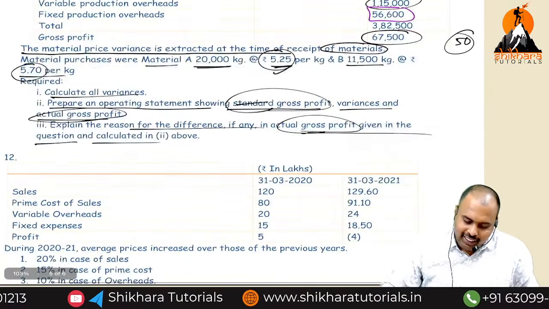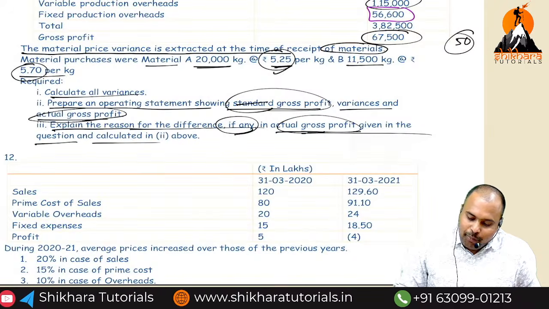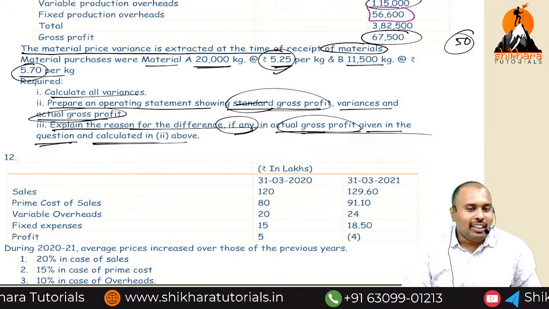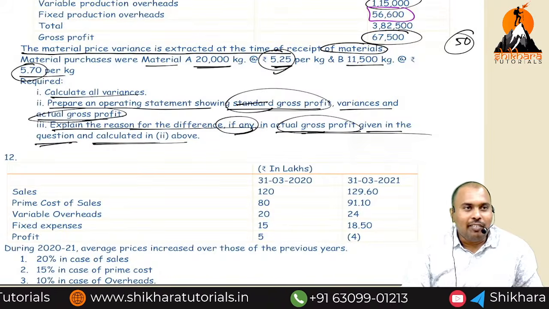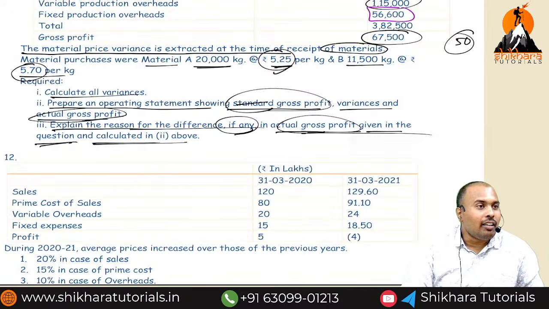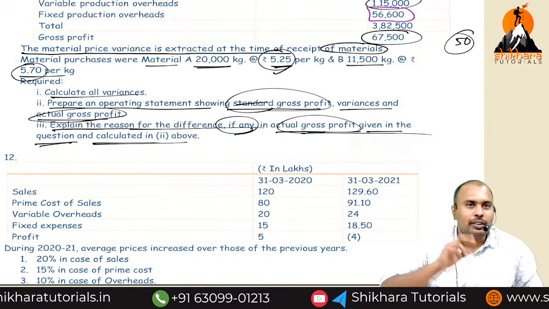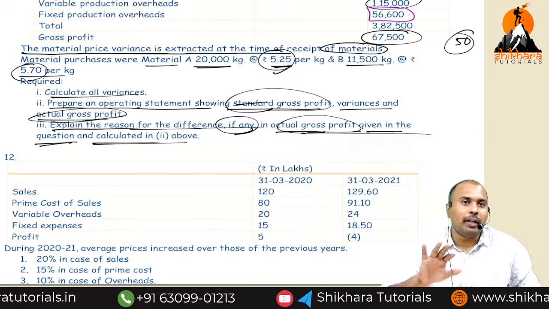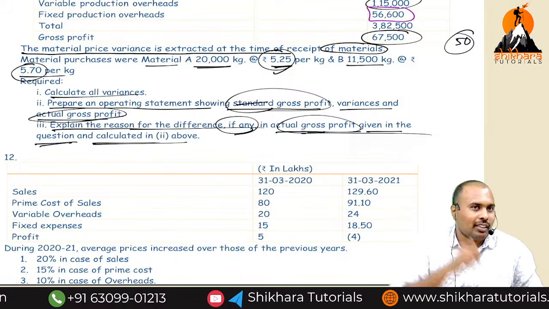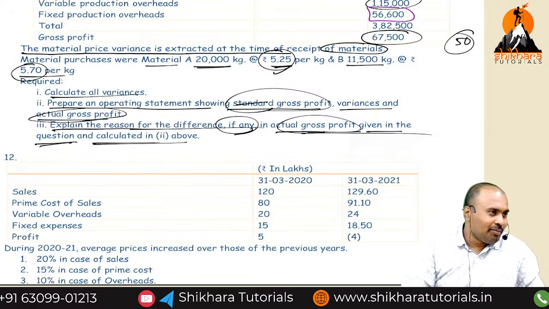So that is the second question, right? Explain the reason for the difference, if any, in the actual profit given in the question and calculated above. Actually, we did not make any mistake. Yesterday we discussed one thing. What are we supposed to adjust? Material cost variance we are supposed to adjust. But we have adjusted material price and usage. When will cost variance be equal to price and usage? When price variance is calculated using consumption. But now we used purchase. That is the reason why there is a difference.